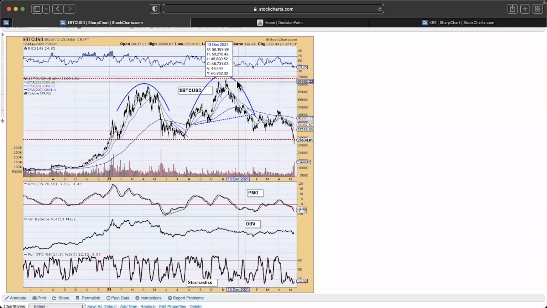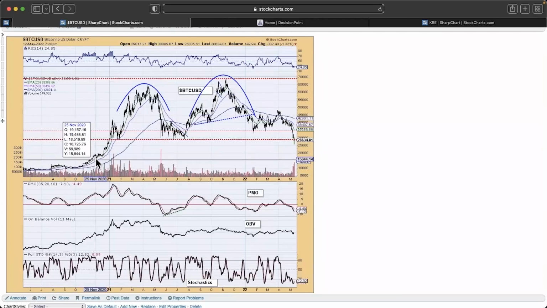Now, when this was forming and Carl and I were talking about Bitcoin actually having the possibility of moving back down to this basing pattern, people thought we were crazy. But as you can see right now, that is starting to fulfill.